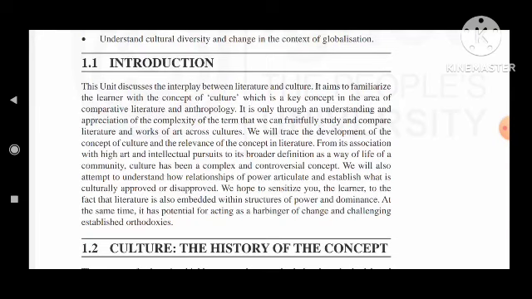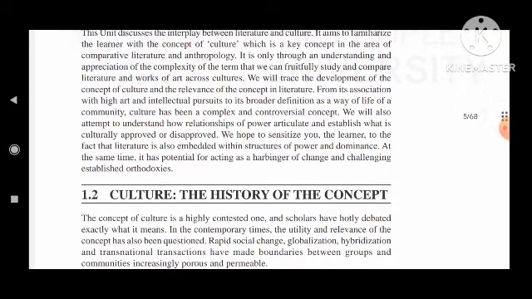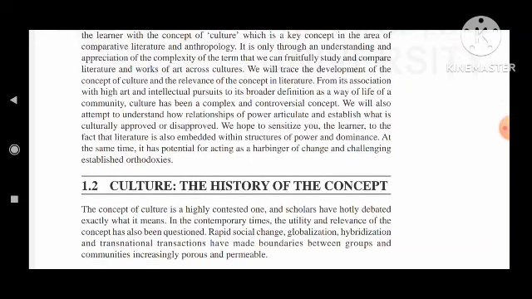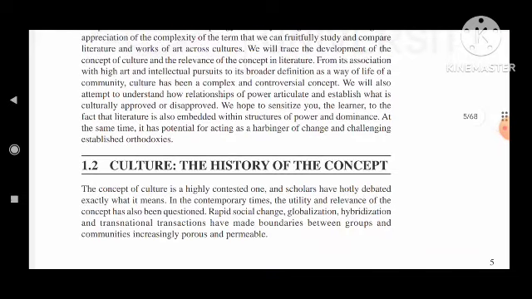It is only through an understanding and appreciation of the complexity of the term that we can fruitfully study and compare literature and works of art across cultures. We will trace the development of the concept of culture and the relevance of the concept in literature, from its association with high art and intellectual pursuit to its broader definition as a way of life of a community. Culture has been a complex and controversial concept. We will also attempt to understand how relationships of power articulate and establish what is culturally approved or disapproved. We hope to sensitize you, the learner, to the fact that literature is also embedded within structures of power and dominance.